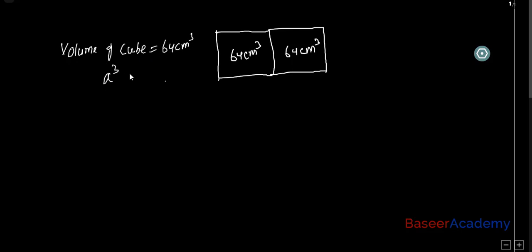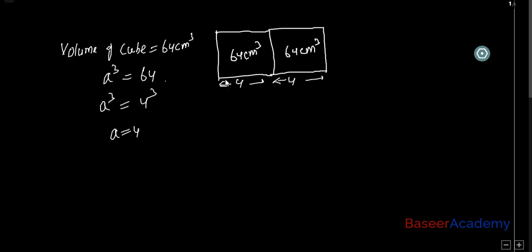Now volume of cube formula is a cube. A cube is 64. 64 I can write it as 4 cube, right? 4 into 4 is 16. 16 into 4 is 64. Now when the powers are equal, I can equate the bases. The value of a would be 4. So this side here is 4, and obviously this side will also be 4 because this cube also has the same volume 64, so the side will be 4.